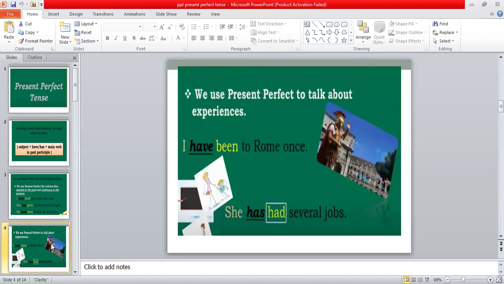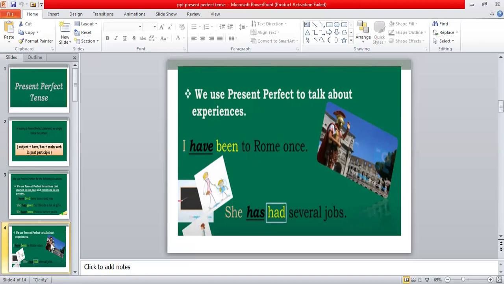We also use present perfect tense to talk about experiences. I have been to Rome once. So if you have to say, I have visited Rome once, instead of saying this, you can also say, I have been to Rome once. What is this "been" over here? It is the third form of be. The three forms of be are be, was, and been.